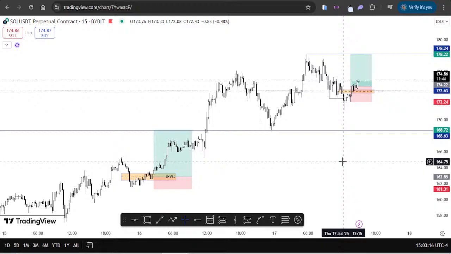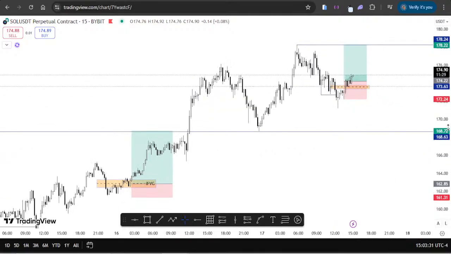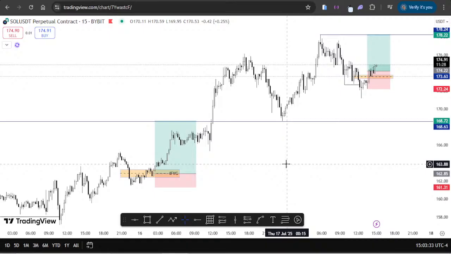It's actually not difficult to see what Solana USDT is trying to do here. So we are playing an inversion fair value gap game. This video is to educate you about how smart money delivers price using a failed fair value gap. And a failed fair value gap is called an inversion fair value gap.